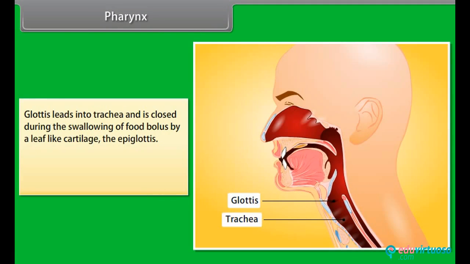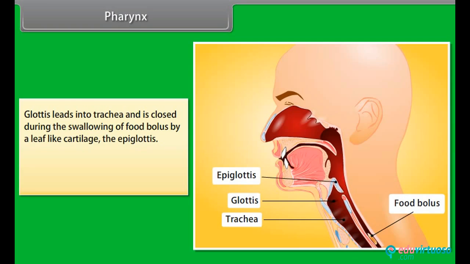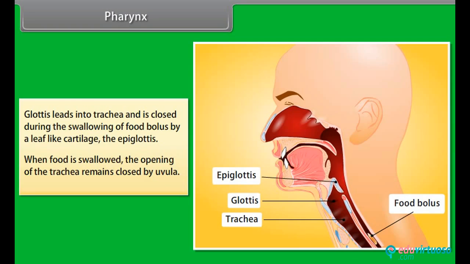Glottis leads into the trachea and is closed during the swallowing of the food bolus by a leaf-like cartilage, the epiglottis. When food is swallowed, the opening of the trachea remains closed by the uvula.